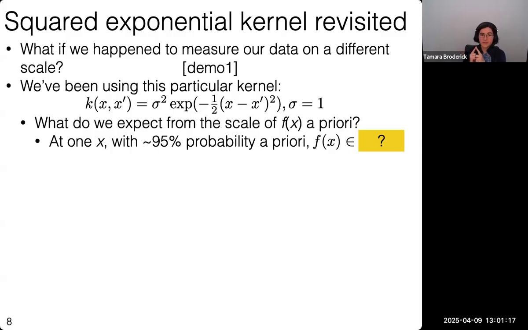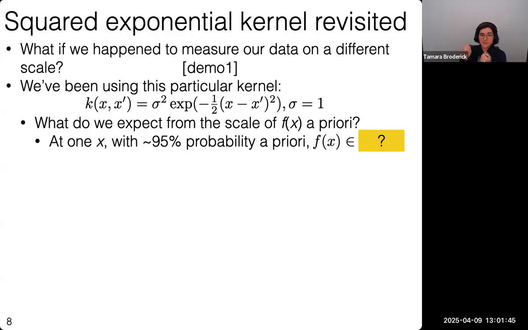So if x and x prime have the same value, just one particular value, x minus x prime is 0. Some great answers coming in the chat here. I'm going to keep talking just to get to them, but you're doing great. x minus x prime is 0, so k of 0 is 1. And so the covariance for just this one particular value is sigma squared. Well, we said sigma is 1, and so the variance is 1.